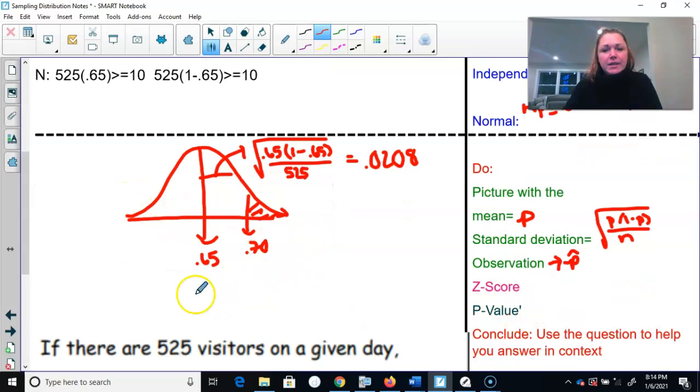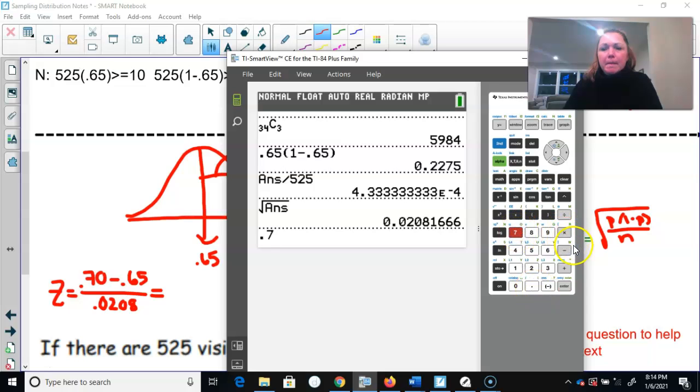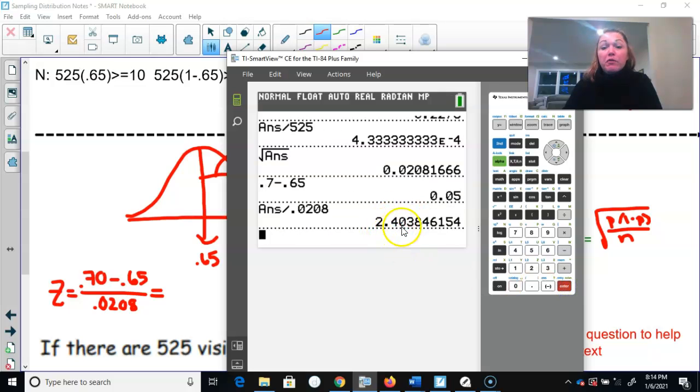Next, what I want is that Z score. Okay, so I know that Z is equal to 0.7, or 0.70, I'll stay consistent, minus 0.65 divided by, again, use those 4 decimal places, 0.0208. Let's go ahead and calculate that. 0.7 minus 0.65 divided by 0.0208, hit enter, and I get 2.40. Again, on a Z-score, you only need to round to the nearest hundredth. That's fine. So 2.40.